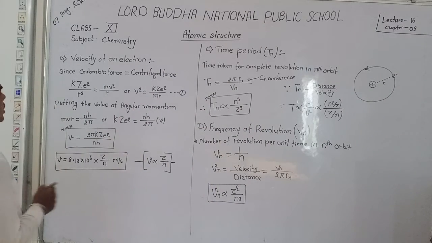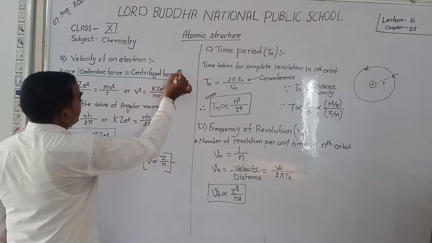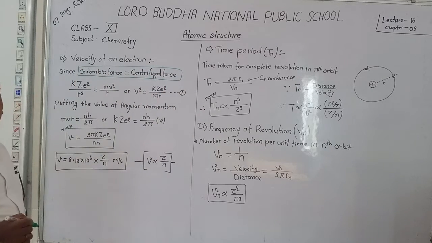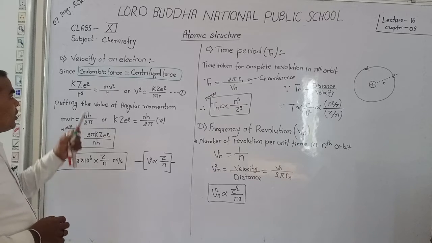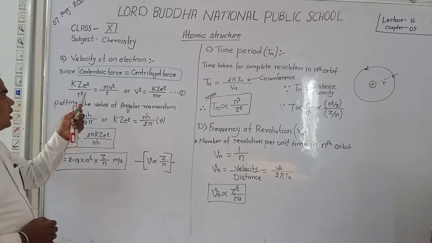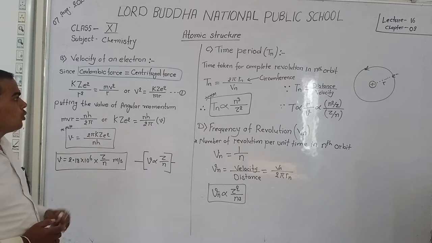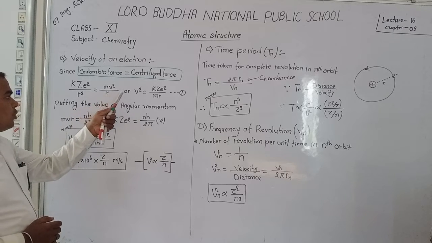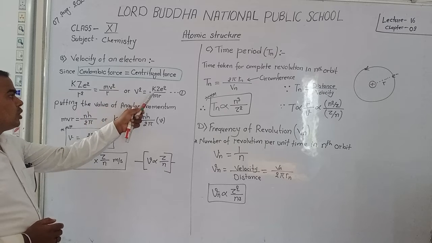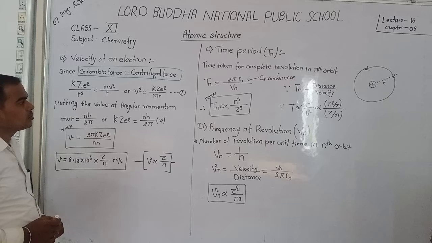Dear student, you know that the Coulombic force is equal to the centrifugal force. As studied in the previous lecture, the Coulombic force is kZe square upon r square and the centrifugal force is mv square upon r. So we write that v square is equal to kZe square upon mr.